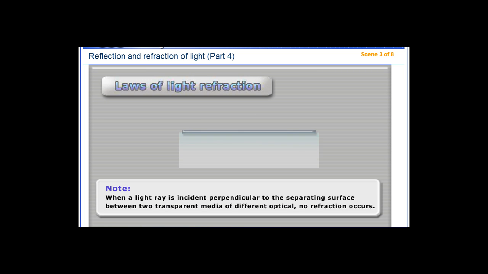Note: when a light ray is incident perpendicular to the separating surface between two transparent media of different optical densities, no refraction occurs.